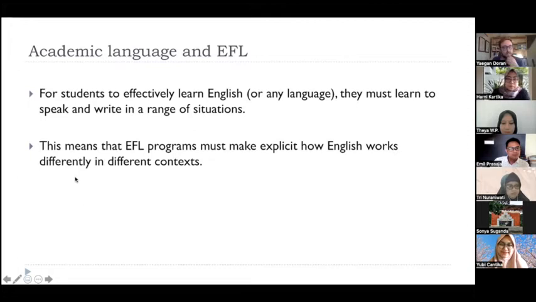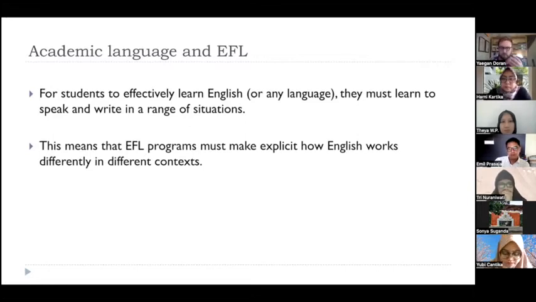As we've just said, for students to effectively learn English or any language, whether this be a foreign language, whether this be their third or fourth language or their first language, they need to learn to speak and write and read in a range of situations. This means that any EFL or English as foreign language programs must make explicit how English works differently in different contexts. I'm going to be talking about English here, but everything I talk about applies to all languages and all language teaching all the way through.